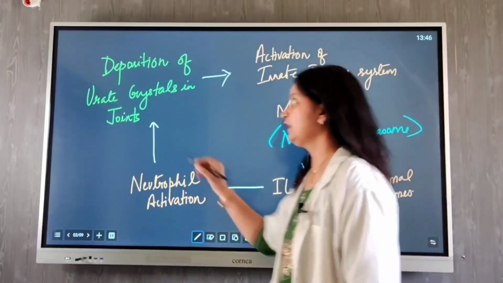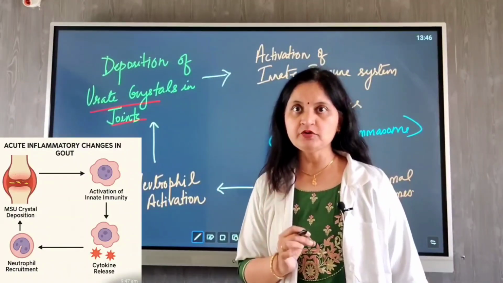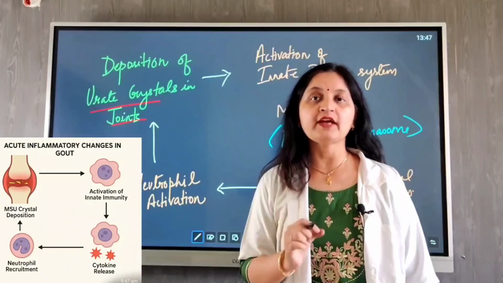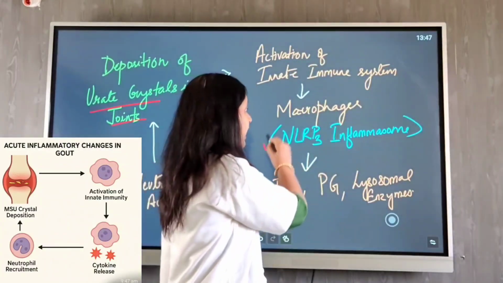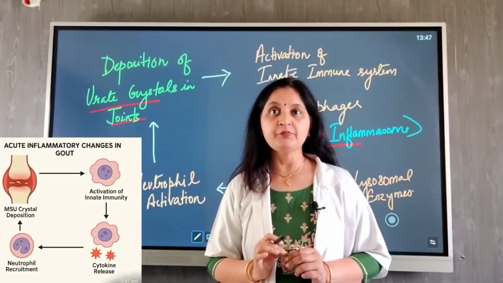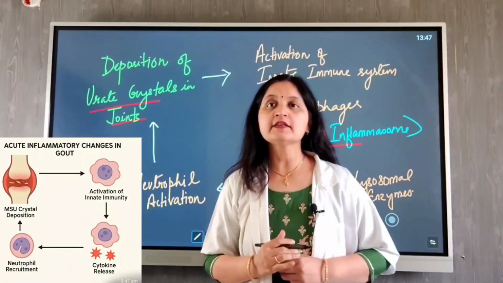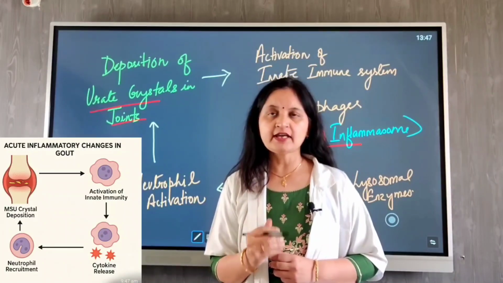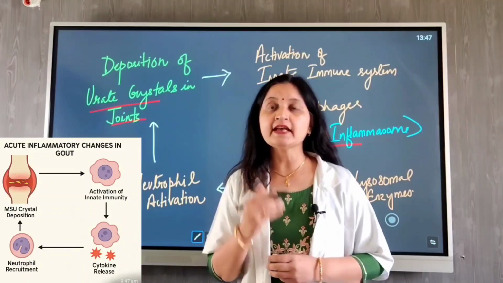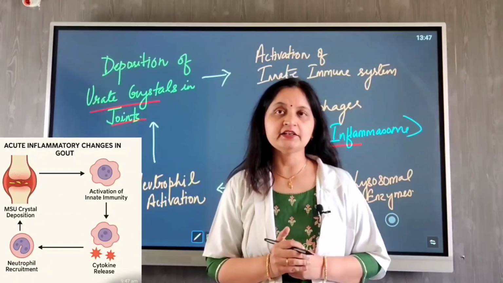As we can see in this figure, deposition of urate crystals in the joints causes activation of the innate immune system, particularly the neutrophils and the macrophages. Within the macrophage, there is activation of the NLRP3 inflammasome. This is a protein complex that plays an important role in initiation and development of inflammation. This causes release of cytokines such as interleukin-1, prostaglandins, and lysosomal enzymes that exacerbate the inflammatory process and can cause damage to the joints and tissues.